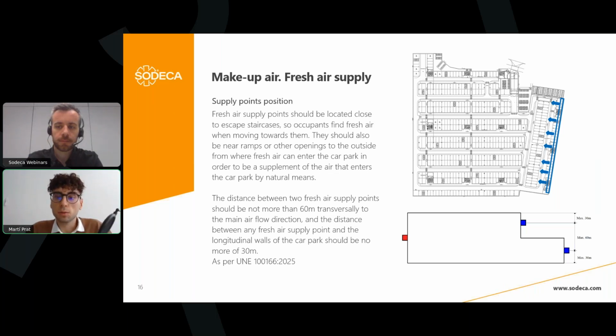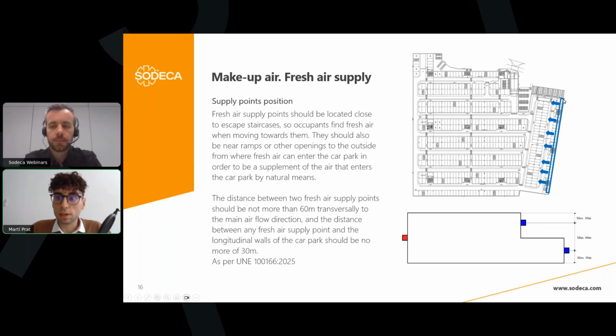For the fresh air supply, it would be more or less the same as the extraction in regards of the uniform distribution. As we see here, we should have it as uniformly distributed across the whole width of the car park as possible. In the Spanish standard, it stays the same as the extraction points, so there should be a maximum distance of 30 meters between the supply point and the border, the wall of the car park, and a maximum distance of 60 meters between 2 points.